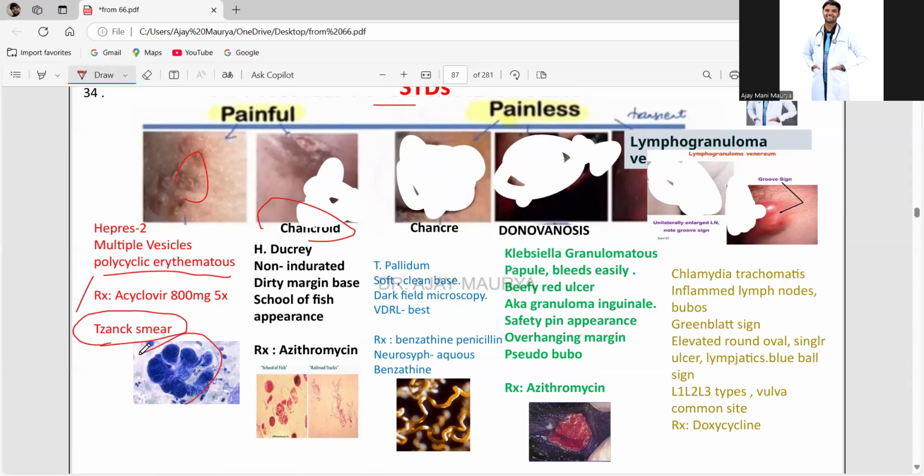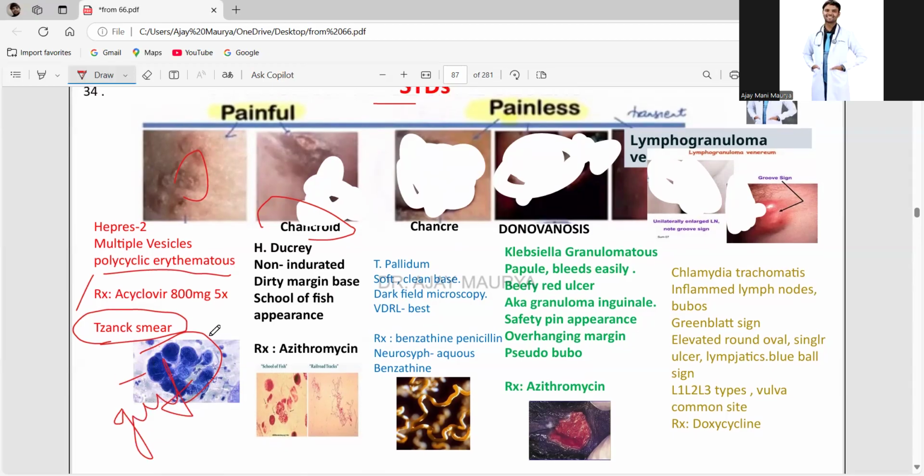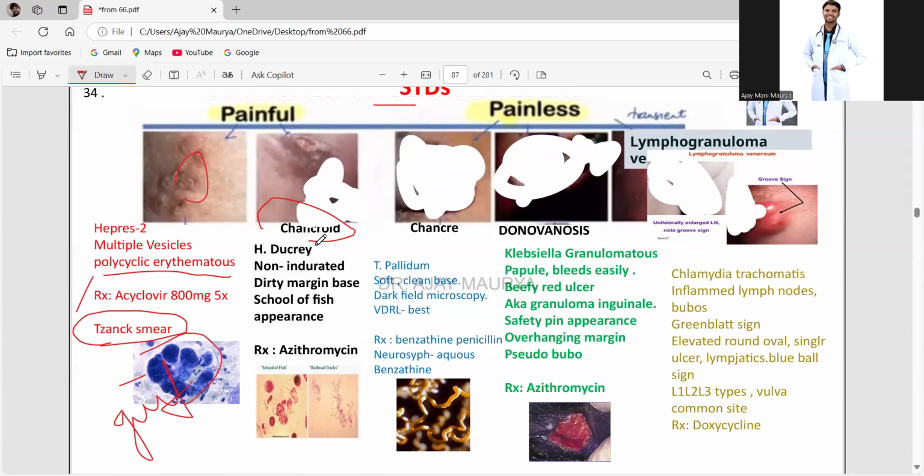You have to differentiate; you will see the Tzanck cells if it is viral. Next one is chancroid, caused by Haemophilus ducreyi. It is non-indurated. It is soft, with dirty margins. In microscopy you will see the school of fish appearance.